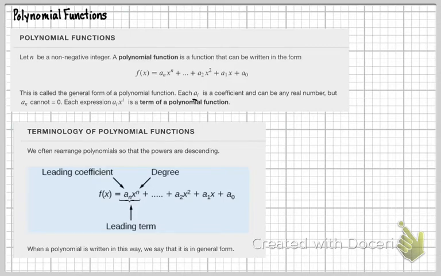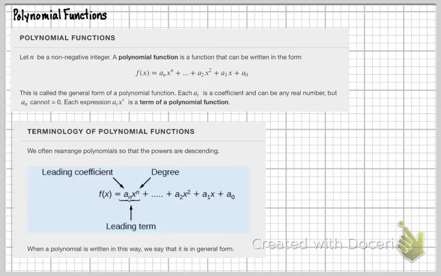Each a sub i is the coefficient and can be any real number, but a sub n cannot equal 0. Each expression a sub i x to the i is a term of a polynomial function. All right, so that's just the general form of a polynomial. There's one more thing that should be addressed here. N is also a finite number, so it can't be infinity or anything like that. It has to be some non-negative integer, so some finite number.